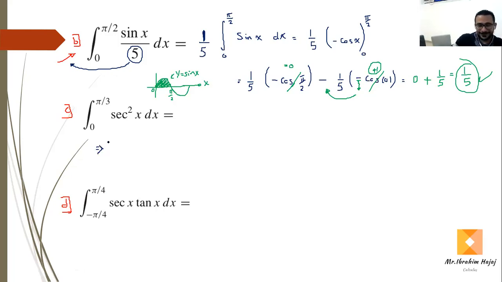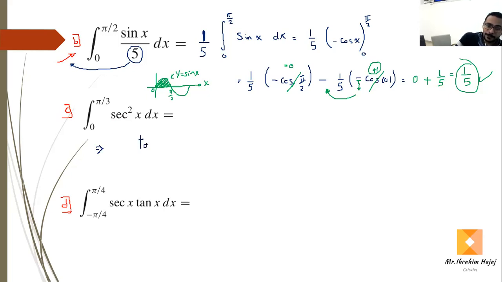Can you let me do the next question, because secant squared still hasn't sunk in. No problem. What's the integral of secant squared? What function has a derivative of secant squared? Another way: what function has a derivative of secant squared? I remember the derivative of something gives a secant squared.